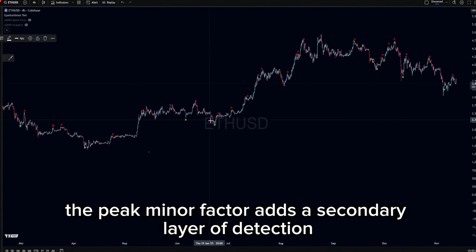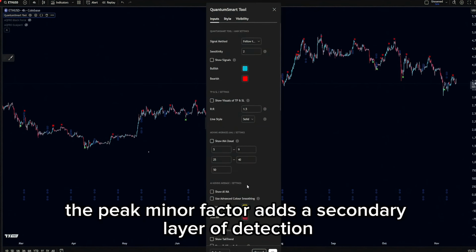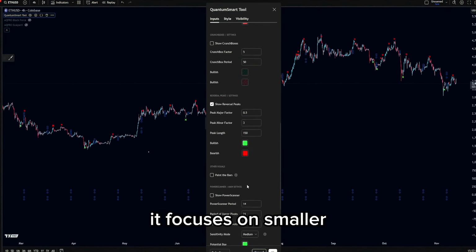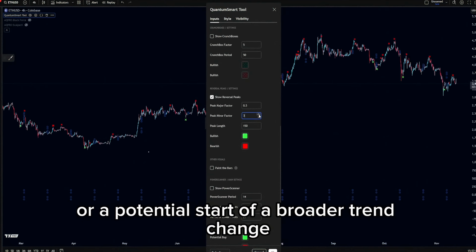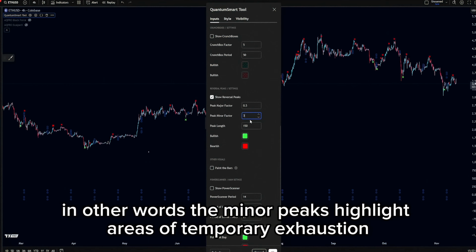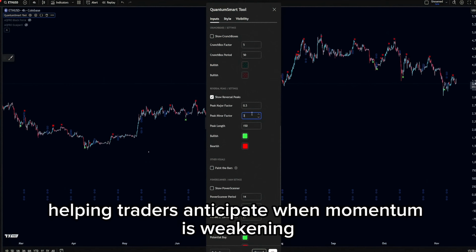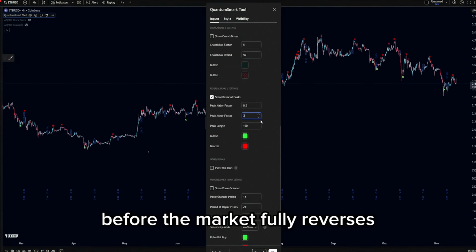Peak minor factor. The peak minor factor adds a secondary layer of detection. It focuses on smaller, localized reversals that may mark the end of a short-term move or a potential start of a broader trend change. In other words, the minor peaks highlight areas of temporary exhaustion, helping traders anticipate when momentum is weakening before the market fully reverses.